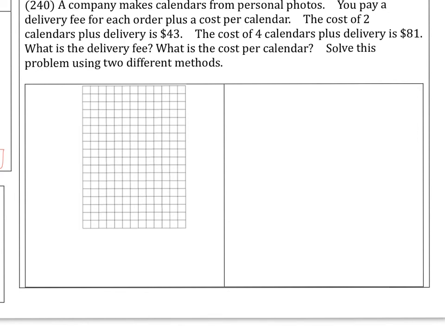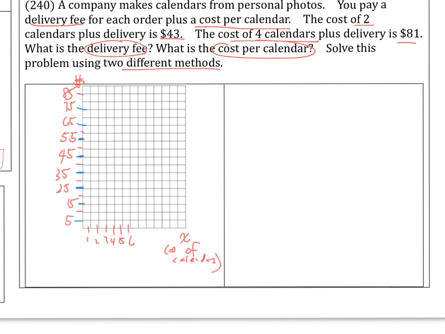A company makes calendars from personal photos. You pay a delivery fee for each order plus a cost per calendar. The cost of 2 calendars plus delivery is $43. The cost of 4 calendars plus delivery is $81. What is the delivery fee and what is the cost per calendar? Solve this problem using 2 different methods. So the first method would be to graph 2 points.